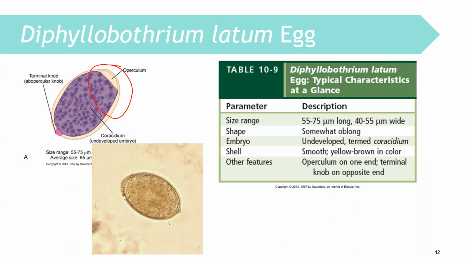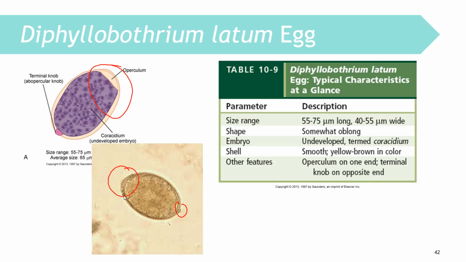If you take a look at this picture, this is the operculum and this is the abopercular knob, the knob-like structure opposite the operculum, which is a lid-like structure. The egg is typically 55 to 75 micrometers long and 40 to 55 micrometers wide, somewhat oblong. There is a coracidium in the egg, the larval form of the parasite. The shell is smooth and yellow-brown in color, and the other features are the presence of the operculum and the abopercular knob.